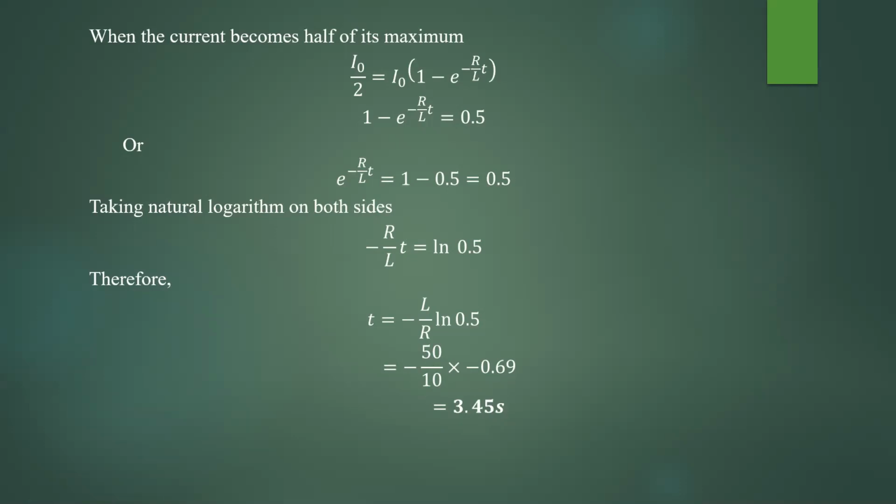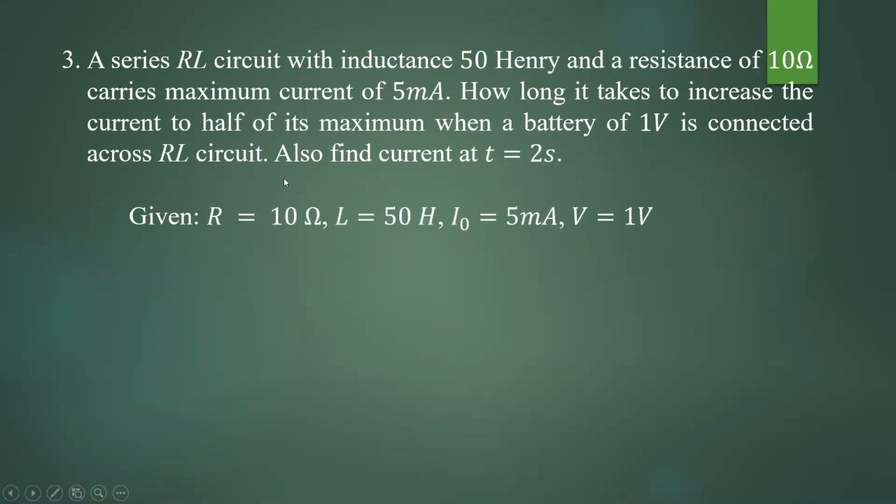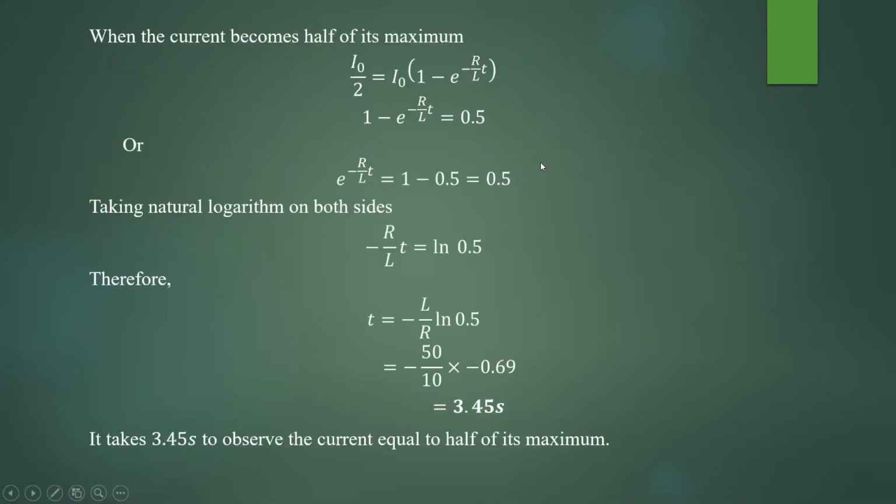So at 3.45 seconds, what will happen? The current becomes equal to half of the maximum. That means for the current to grow to 2.5 milliampere, it takes only 3.45 seconds. After 3.45 seconds, the current becomes equal to 2.5 milliamps. Okay. So next question: also find the current at t is equal to 2 seconds. So it takes 3.45 seconds to observe the current equal to half of its magnitude. That is the answer to the question.